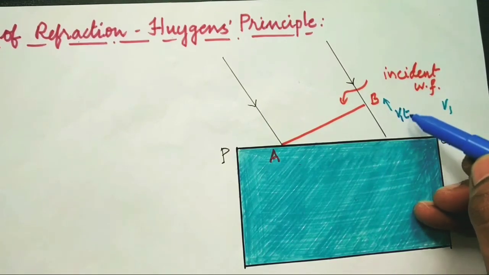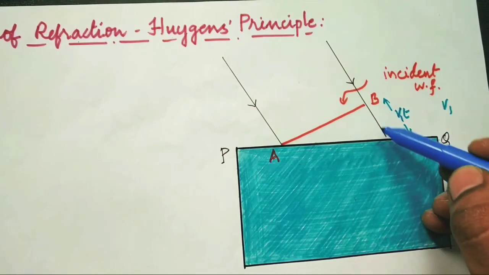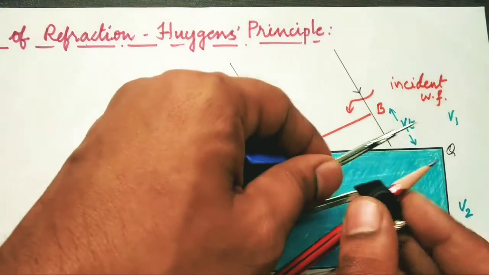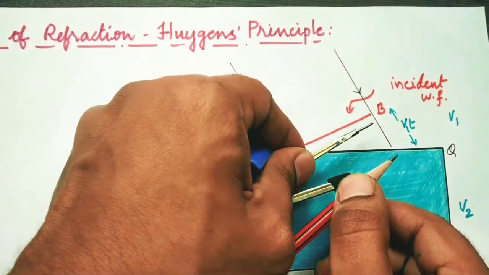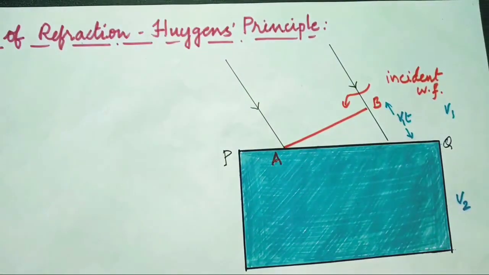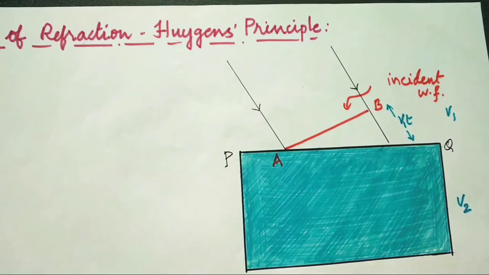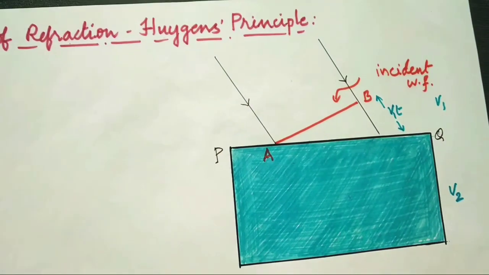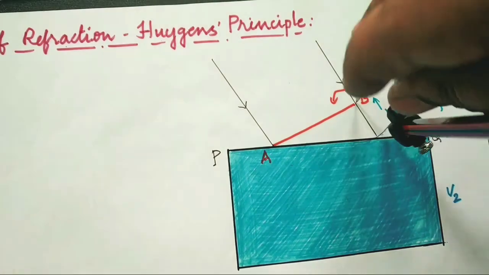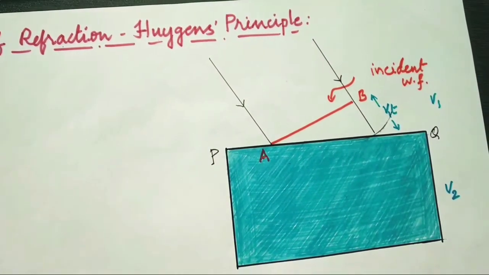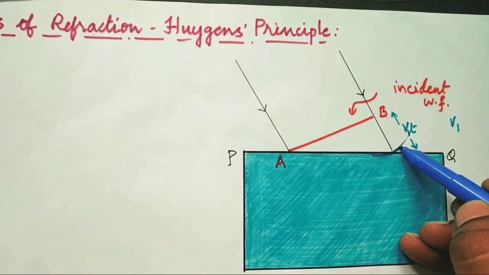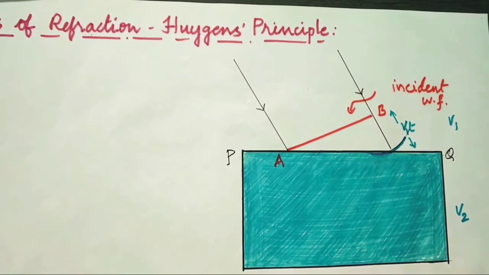Let us say the time taken to travel from B to touch the interface is t. So the distance traveled will be v1t. Now how to draw the wavefront? We will take a compass with the radius v1t and draw a spherical wavefront from B. This is how we draw the wavefront. Like this we draw an arc from B. Now let me use a blue sketch so that it is visible clearly. This acts like a secondary wavelet.